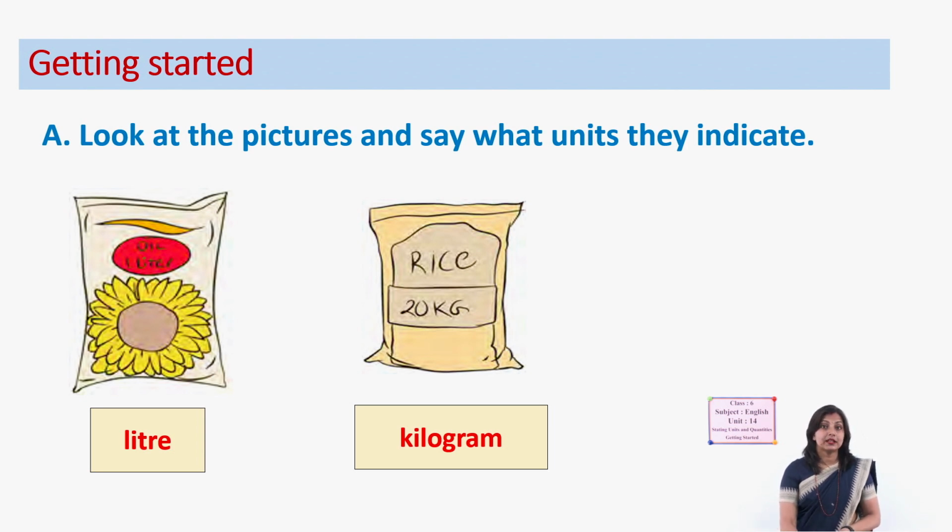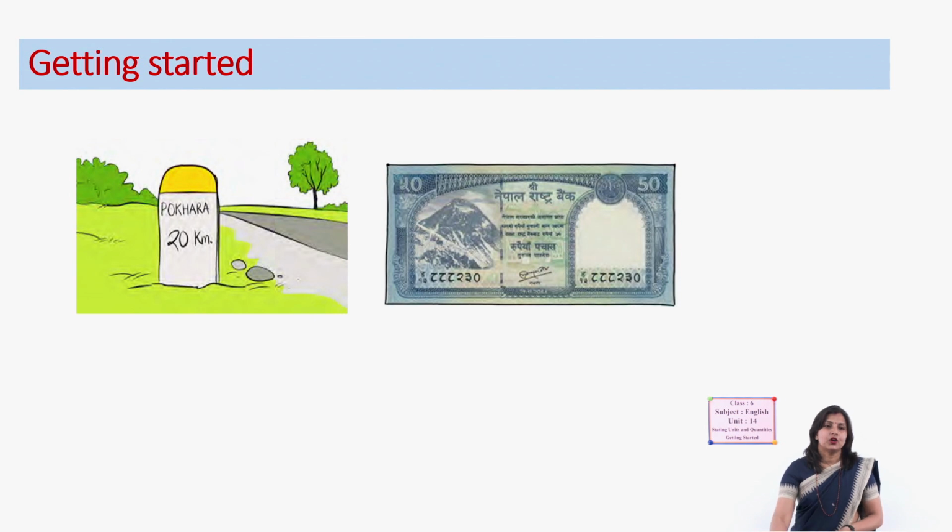Okay, let's move to the next picture now. Okay, so let's go to Pokhara, shall we? Okay, let's not go there now. Let's be in our class. But you see there is written Pokhara and then there is 20 kilometer. Pokhara is a place, isn't it? So what unit is required? What is the name of that unit which is used to measure distance?